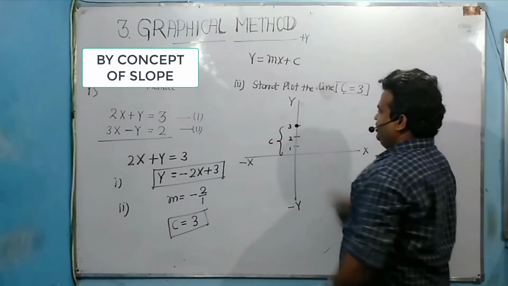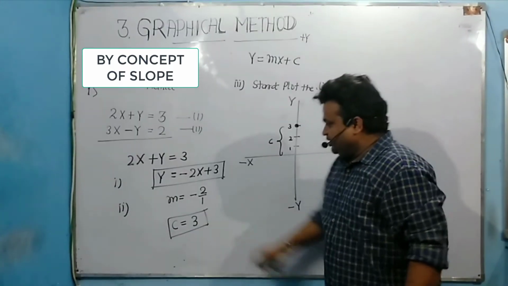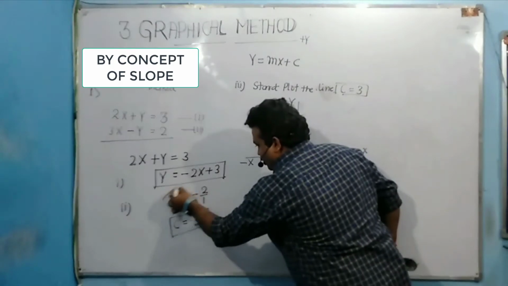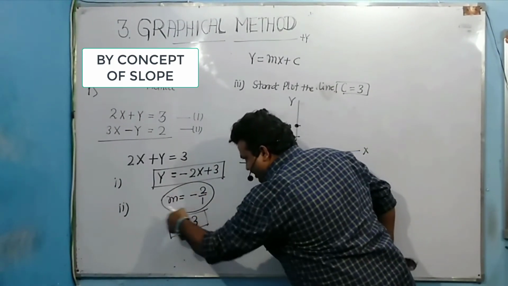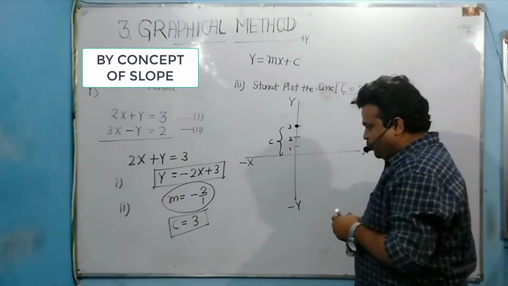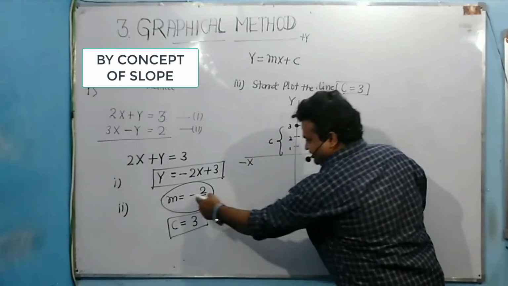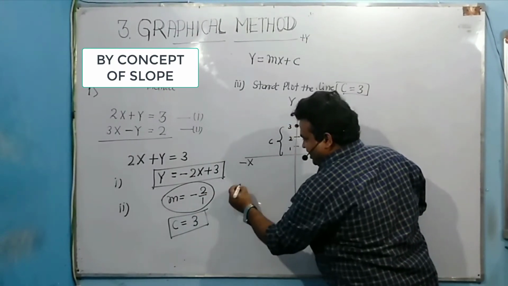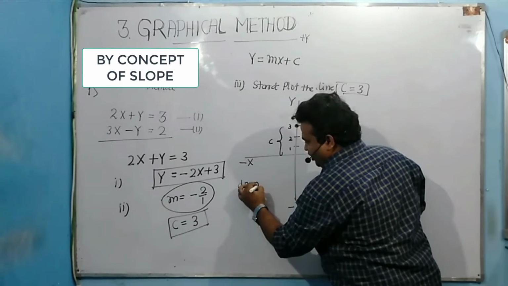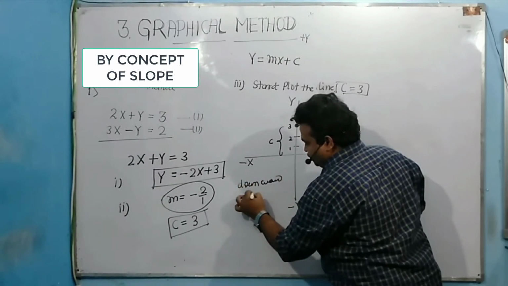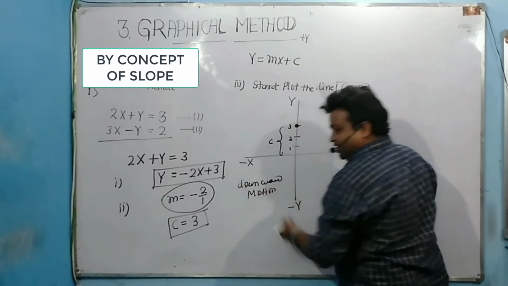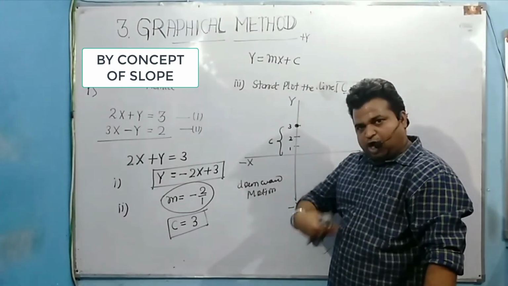C equal to 3. Positive C, positive 3. Now, look at this. The important thing is this one. What does this negative represent? This is the slope. Slope is negative. Negative means downward motion, downward stroke.